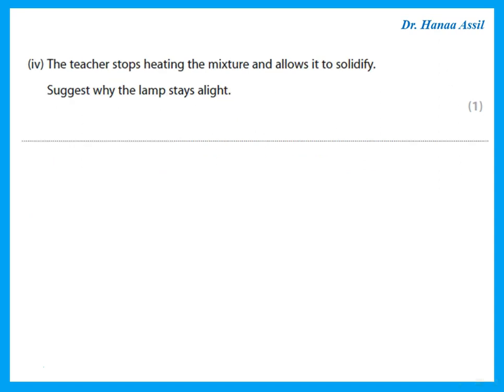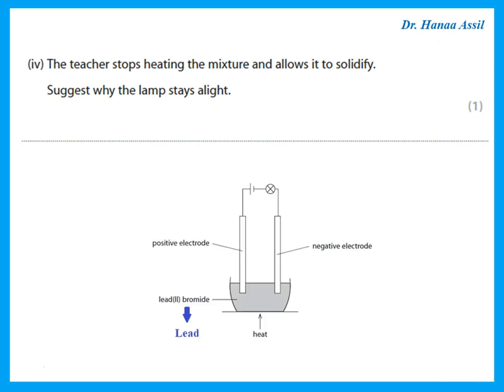The teacher stops heating the mixture, allows it to solidify. So explain why the lamp stays alight. Remember, what do we have? We did electrolysis of lead bromide that formed lead metal.